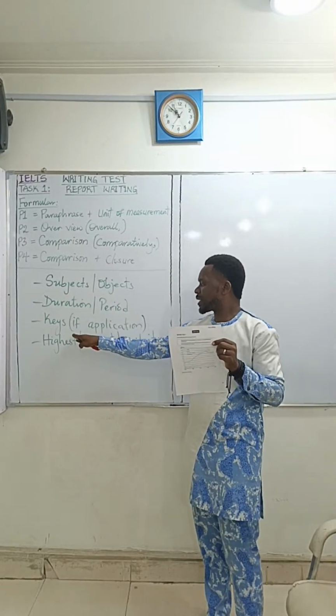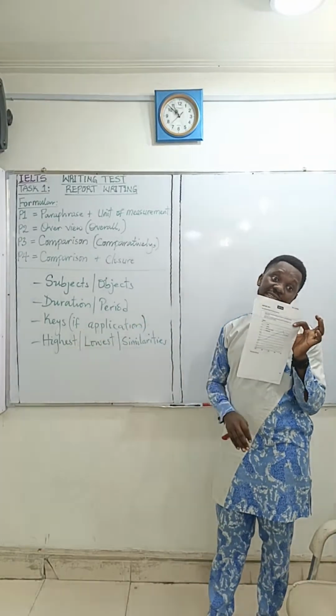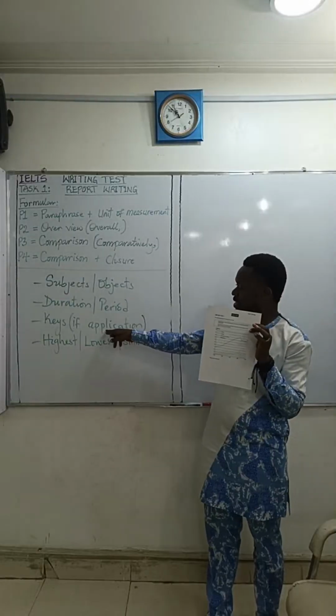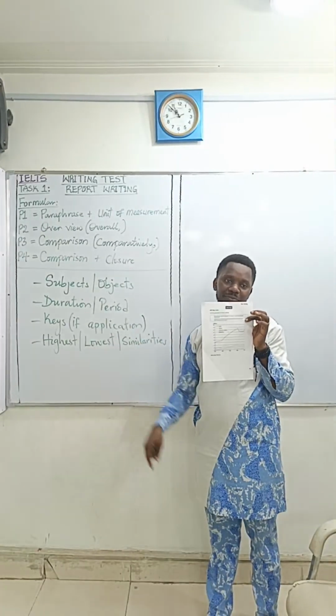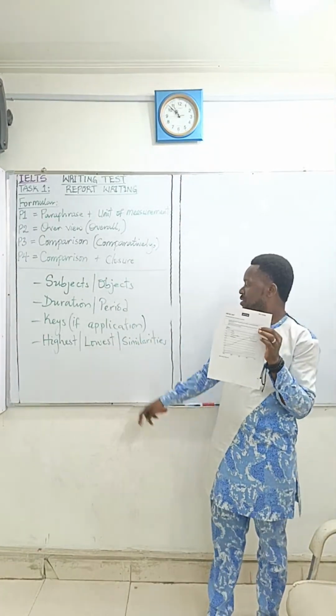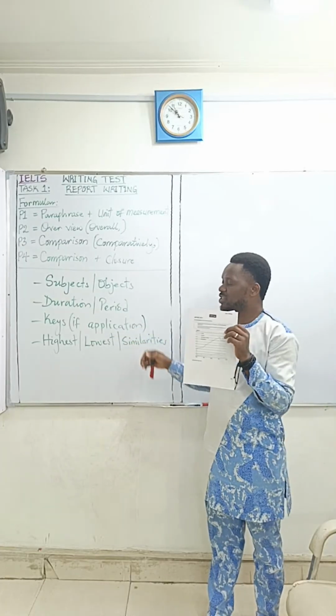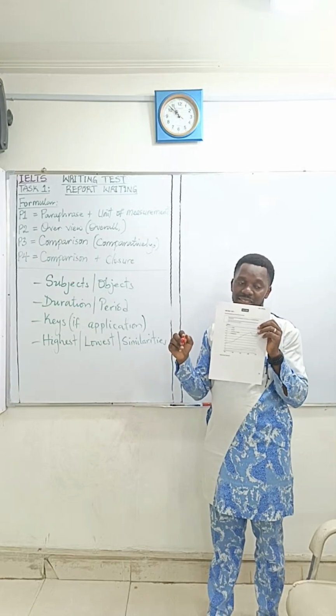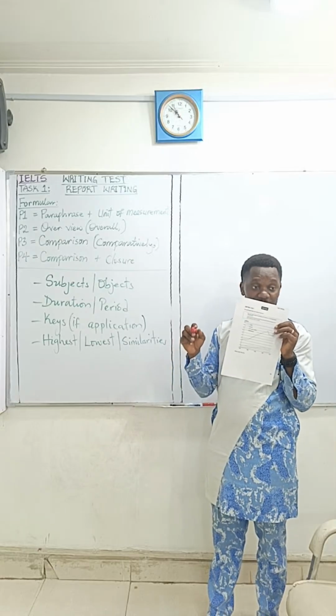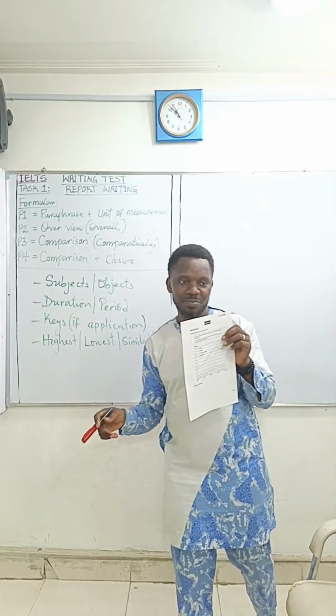Then, but not all charts come with keys. So that's why here it says if applicable. So if it is applicable, you describe the keys as given. If it is not, you just simply write there are no identifiable keys.